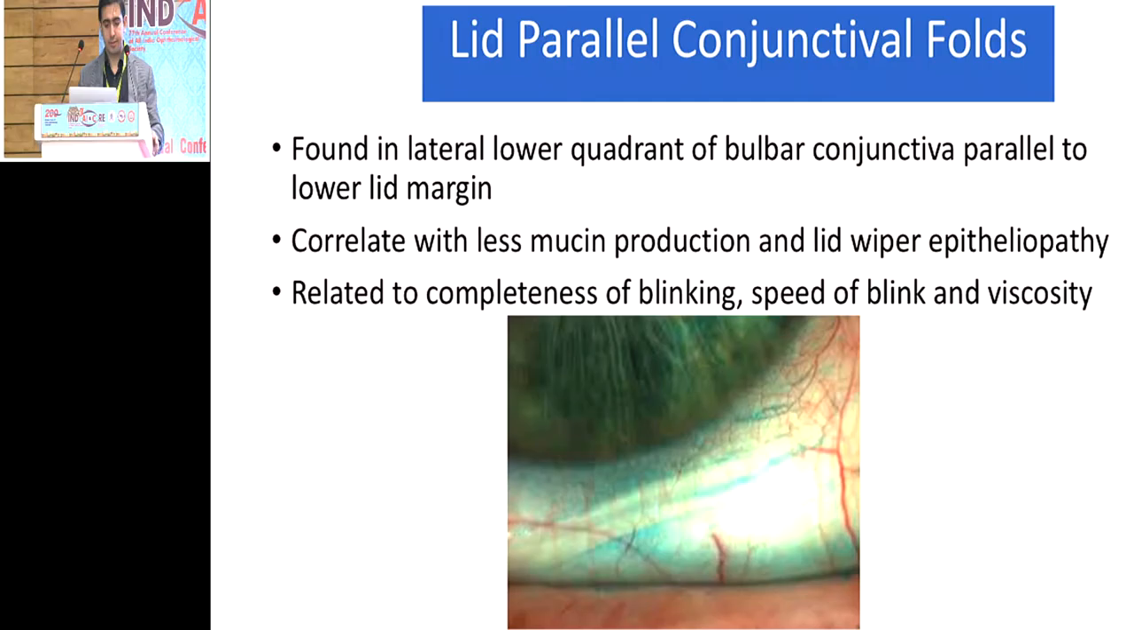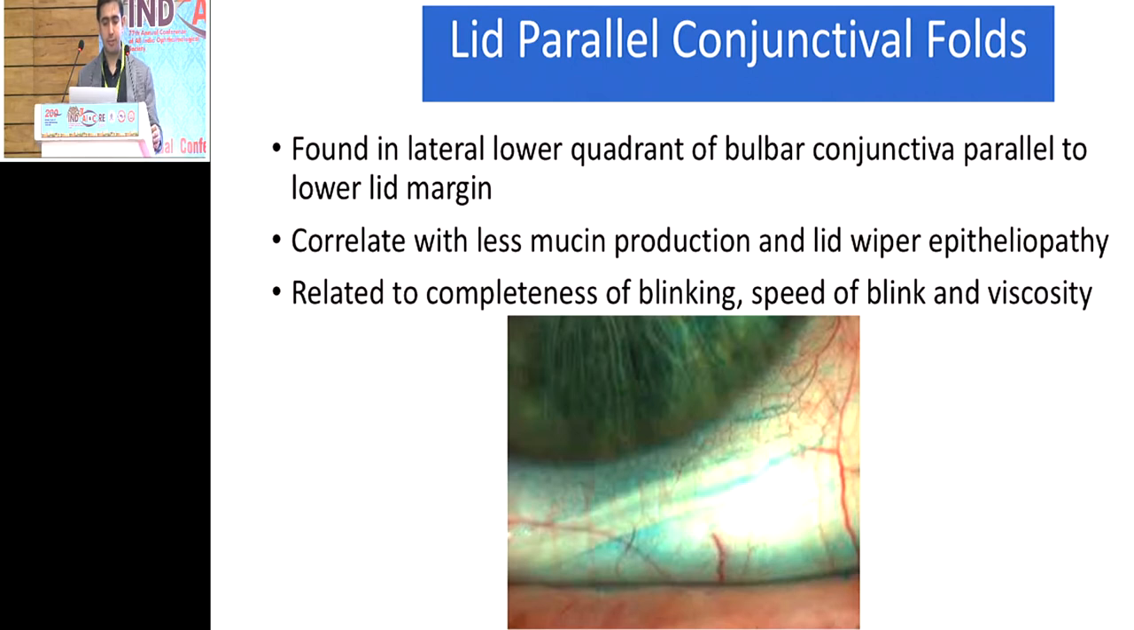Coming to impression cytology, this has been used in certain conditions to look at the cells from the first to third most superficial layers of the epithelium. These can subsequently be analyzed for various conditions like pemphigoid, etc.